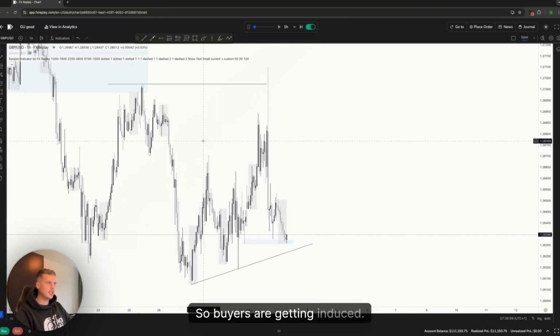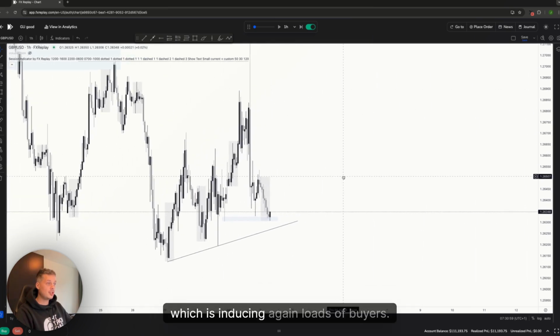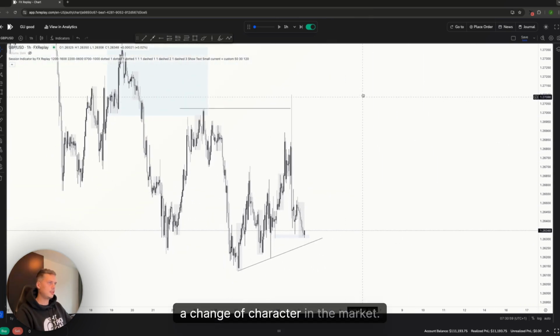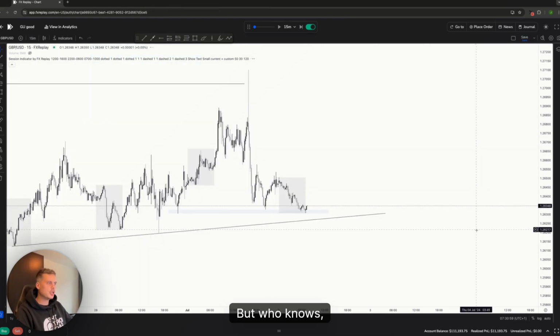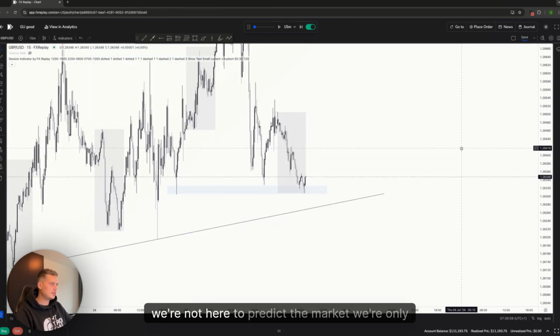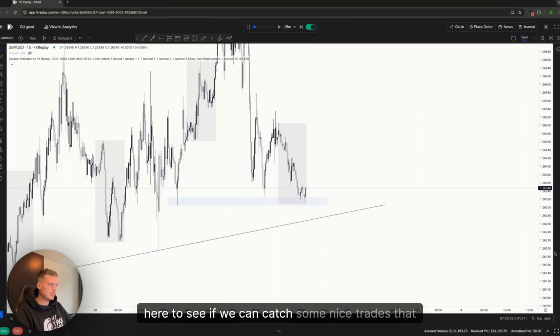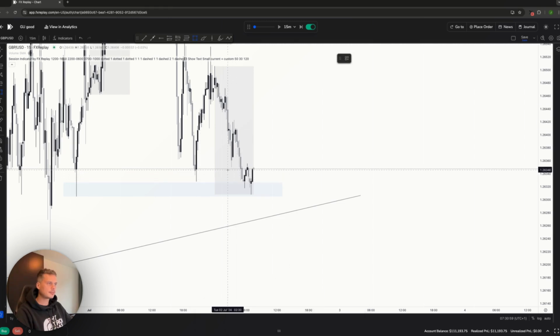So buyers are getting induced. We have that 4-hour bullish break of structure, which is inducing, again, loads of buyers. They think we see a change of character in the market, but what we very often see is that price just wants to push down even more. But who knows, right? Again, we're not here to predict the market. We're only here to see if we can catch some nice trades that are following our plan.